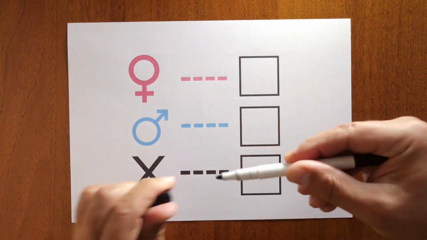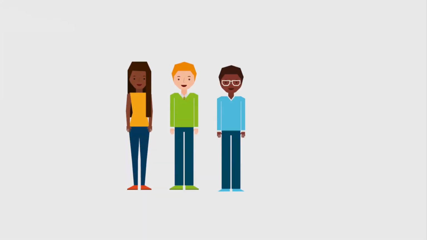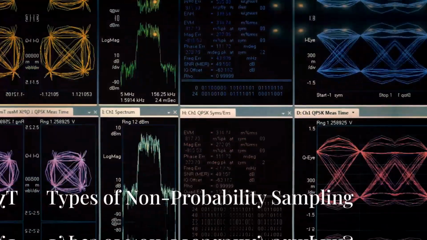On the other hand, non-probability sampling does not involve random selection. In this method, not all members of the population have a known or equal chance of being selected, which may lead to bias.